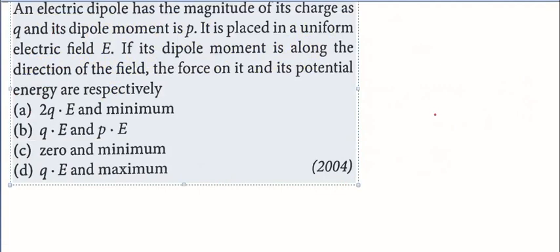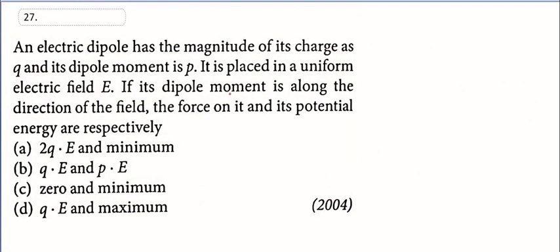So next, move to the 27th. Question number 27: an electric dipole has charge of magnitude Q. The dipole moment is P. It is placed in the uniform electric field E. If its dipole moment is along the direction of the field, the force on it and its potential energy respectively are asked. So let's see the solution for the problem.